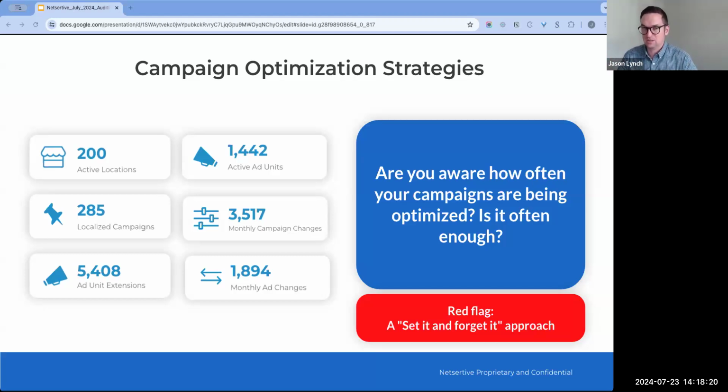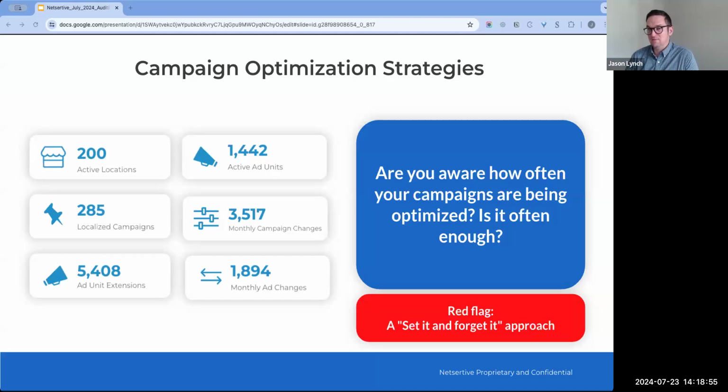On the left-hand side, this is a case study from a Netsertive client where we had 200 active locations, 1,400 active ad units, 285 localized campaigns. And of that, we had 3,500 monthly campaign changes. So our system will make automatic changes, we'll make manual changes. There's a lot of updates going on to optimize campaigns. And even looking at ad unit extensions, there's 5,400, and the ad changes just to the ads, there's 1,800.